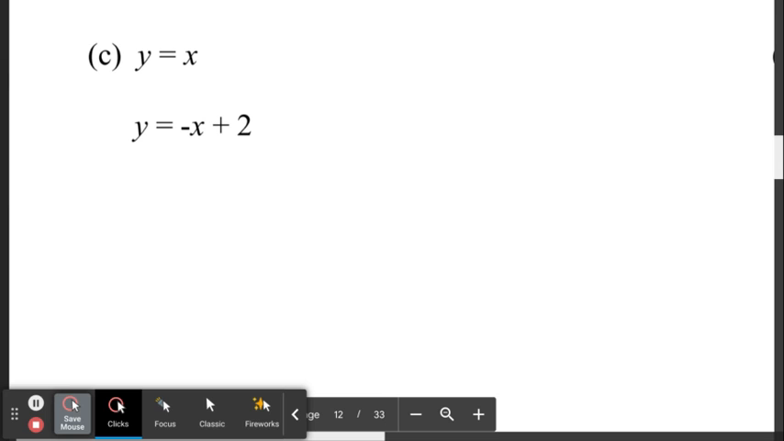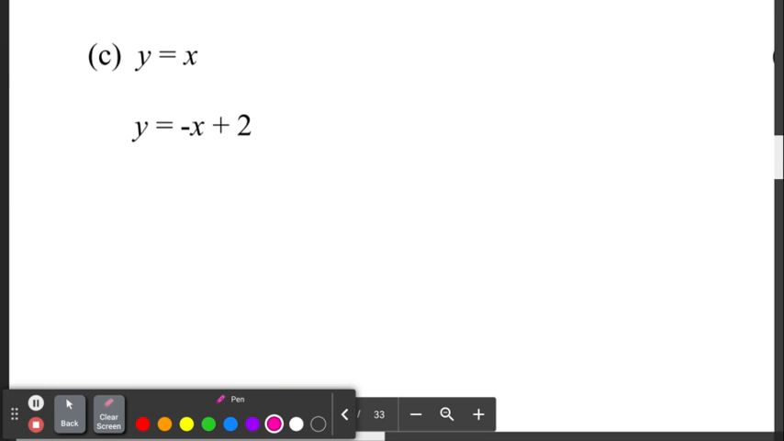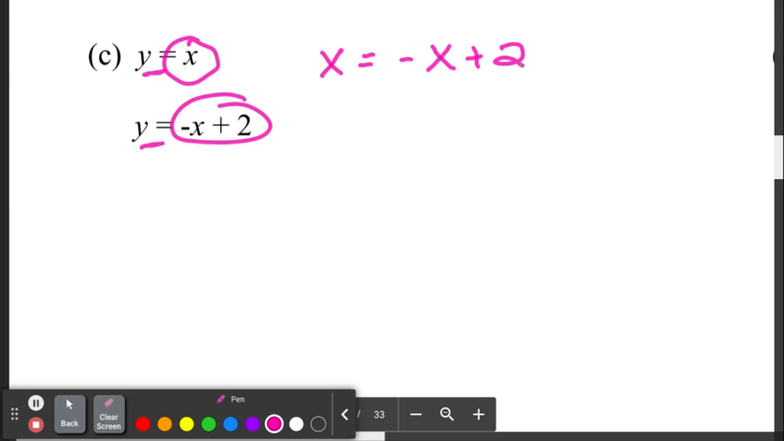Okay, so letter C, we have y equals x and y equals negative x plus 2. Well, let's look at what we got. We know we have a y equals and a y equals. So I'm going to put this equals that. So I'm going to say x equals negative x plus 2. And just because there's not a lot to go with, I'm going to put invisible ones. Okay, so 1x equals negative 1x plus 2. Here's our equal to bar.